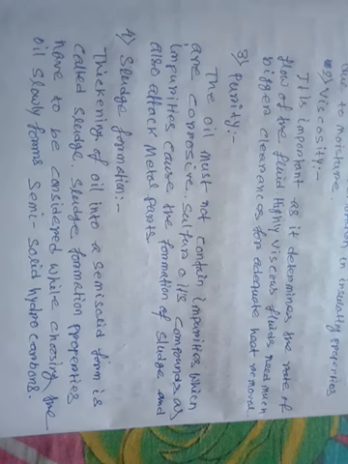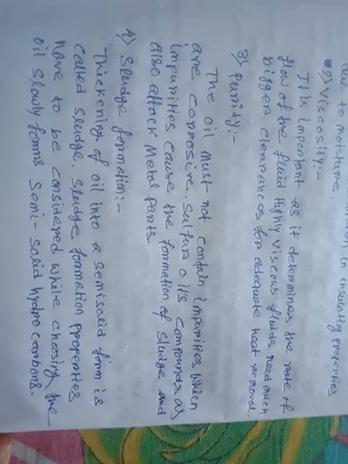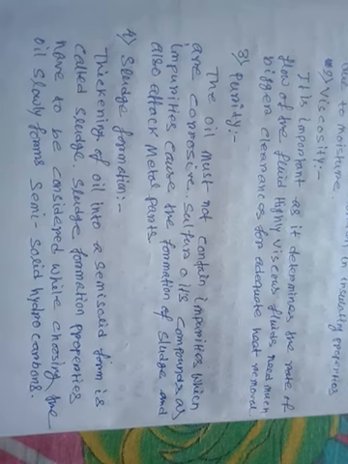Number four, sludge formation. The thickening of oil into a semi-solid form is called sludge. When the transformer oil becomes a semi-solid form, it is called sludge. The sludge formation property has to be considered while choosing the oil. Slowly it forms a semi-solid hydrocarbon.